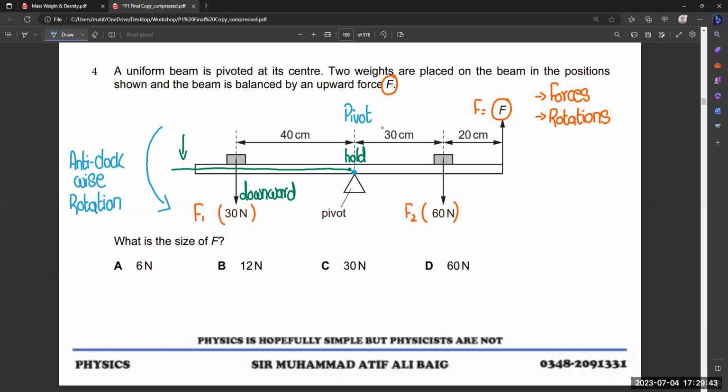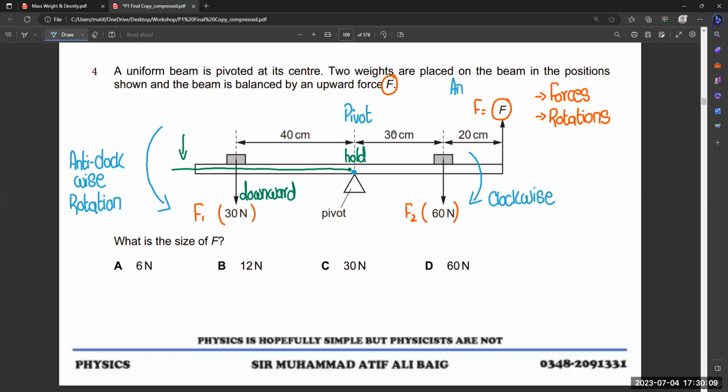Now let me know the second, F2, and the unknown F. So this will rotate in this direction because the pivot is in the center, right? So now we need to place our pencil on the other side. So this will be clockwise. And what about this F, the unknown? Anti-clockwise.